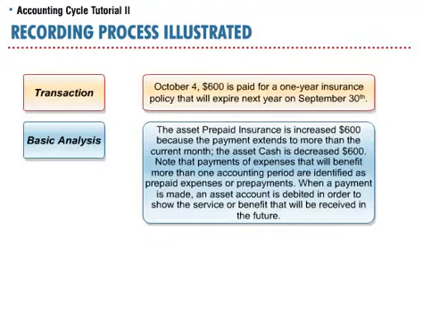On October 4th, $600 is paid for a one-year insurance policy that will expire next year on September 30th. The asset prepaid insurance is increased $600 because the payment extends to more than the current month. The asset cash is decreased $600.